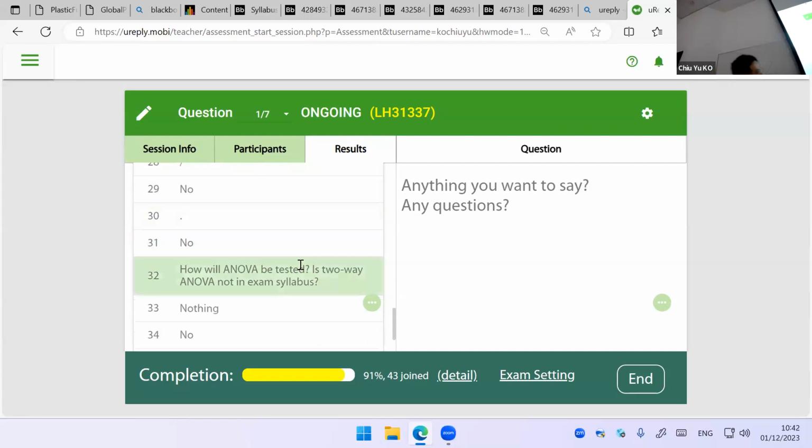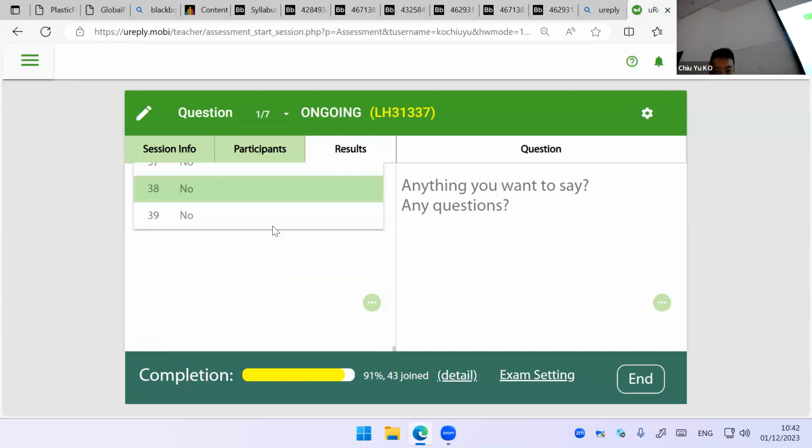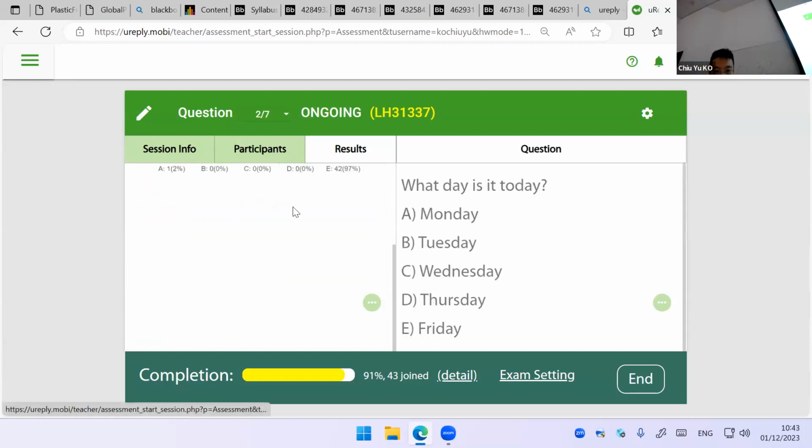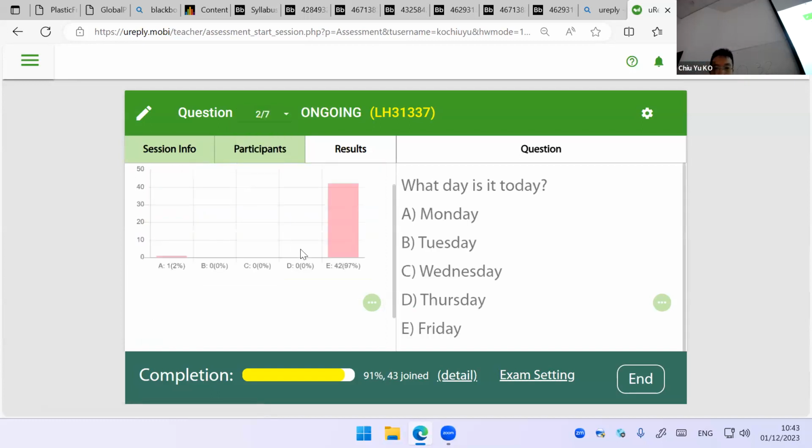How will ANOVA be tested? I focus on Excel output, so you will see when I talk about question 3. Two-way is not in the syllabus. Okay, number 2.